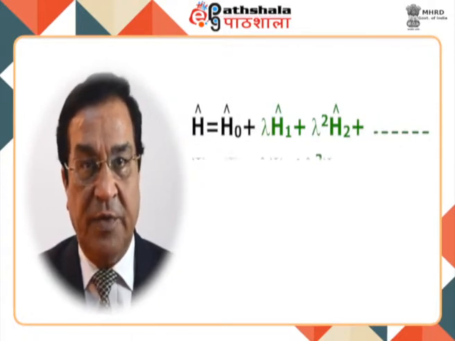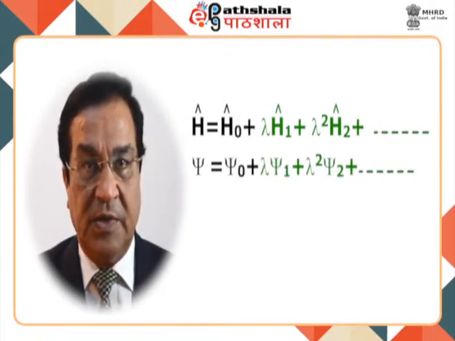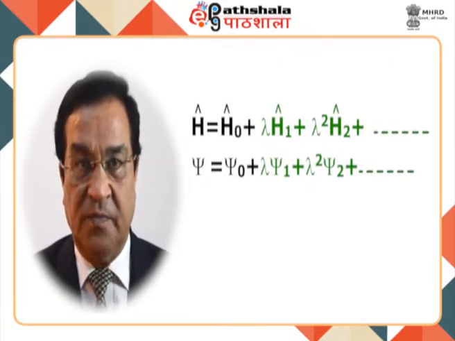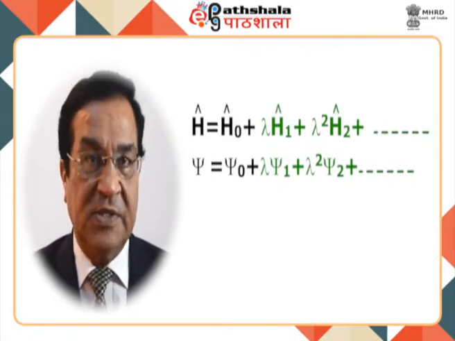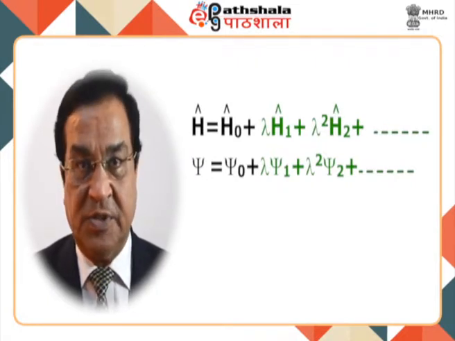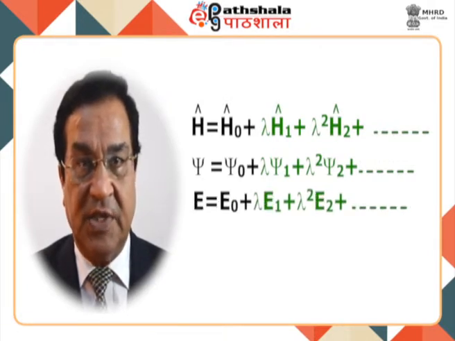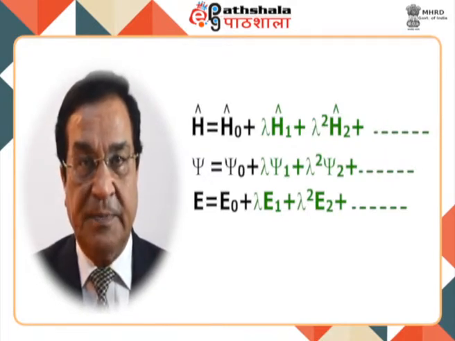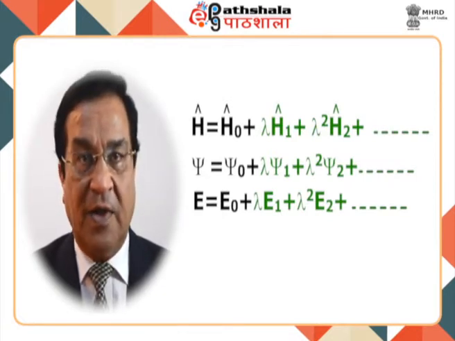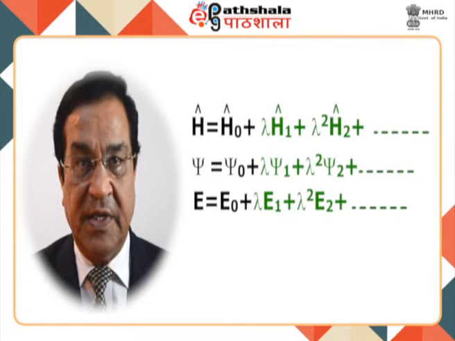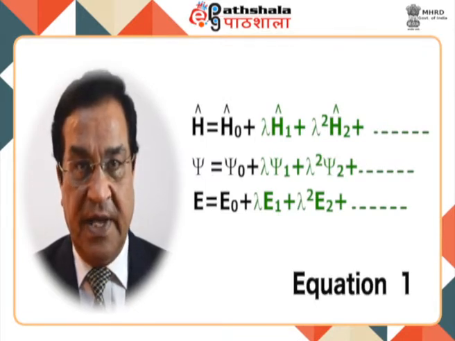Similarly, the corresponding wave function psi will be equal to psi 0 plus lambda psi 1 plus lambda square psi 2. Here again, psi 0 is the wave function of the unperturbed system, and the rest are the successive corrections. Likewise is the case for the total energy E, which is equal to E0 plus successive corrections, represented through lambda E1 plus lambda square E2. All these three equations have been given in equation number 1, as you can see here.